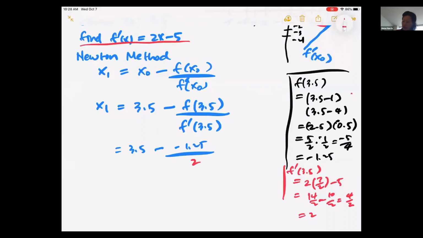So you have this and you get 3.5 plus 1.25 over 2, which is 3.5 plus 5 over 8. So you will have some number, which is what? Let's do it in a calculator. Let's do that in Julia. So it'll be much, much easier. So remember your problem. Okay, the problem is x squared minus 5x plus 4. That's the problem. Okay, so I'm going to share my screen.